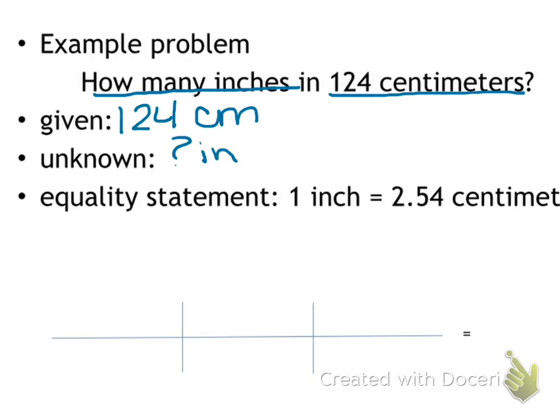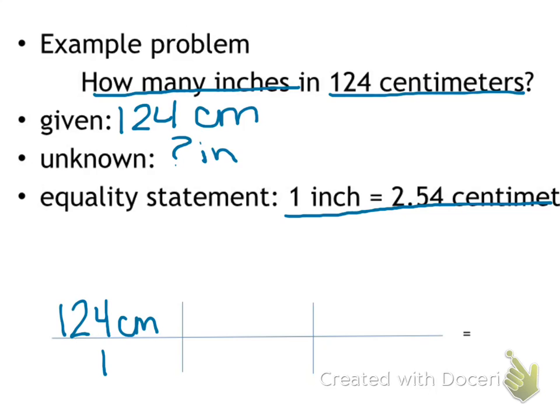So I'm going to set it up the same way that I have. I am going to put my given here, so 124 centimeters. And then I have to figure out, using my equality statement, 1 inch equals 2.54 centimeters, what goes on the top of my equality statement conversion, what goes on the bottom.